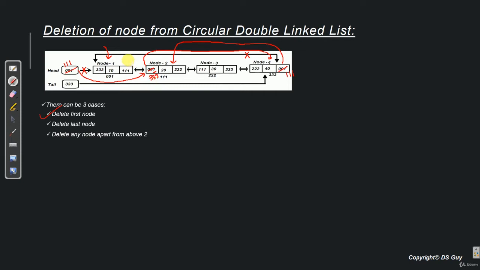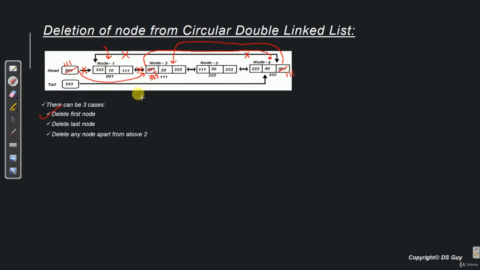So now as we can see, node 1 is not being pointed by any reference anymore. So head is disconnected and node 4 is also disconnected. Similarly, node 2, this connection is also disconnected. So node 1 automatically gets eligible for garbage collection. So the system will automatically delete it.